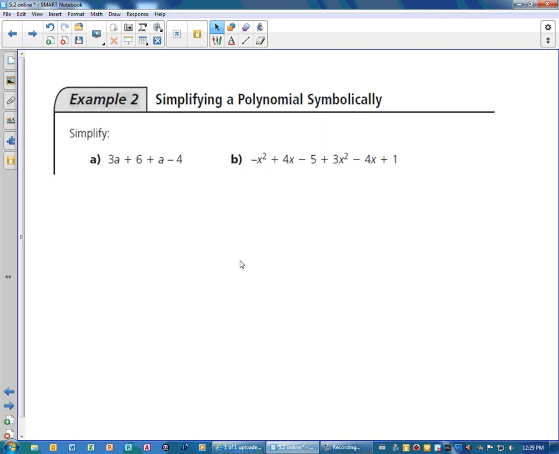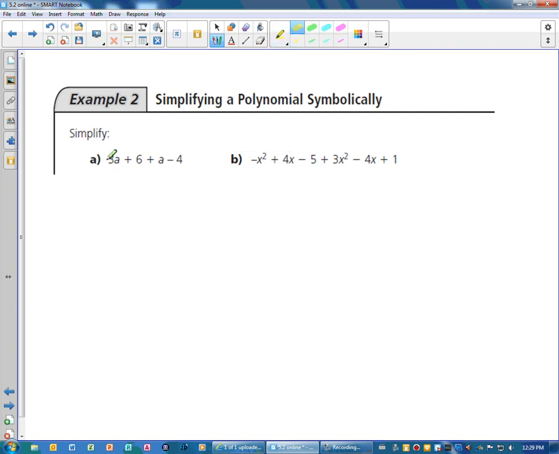Okay, so we are going to simplify these polynomials symbolically, meaning that we are not going to use algebra tiles. We're going to do them mathematically. So the easiest way to do this is to first of all search through your expression and identify the terms that are like to start off with. And the way we do that is we start with the ones that have the highest exponent and then we move our way downwards. So use colors, use highlighters, use whatever you want to signify the different terms.